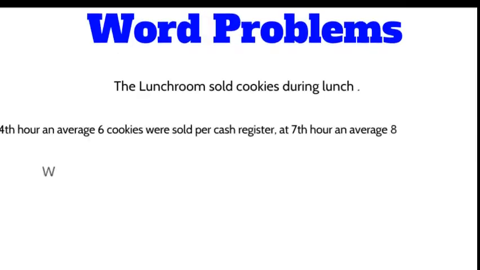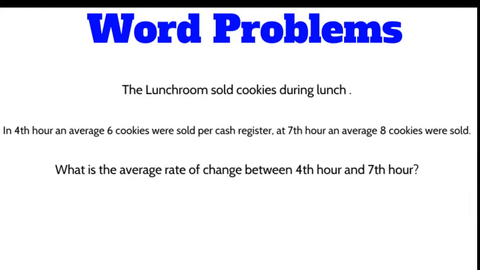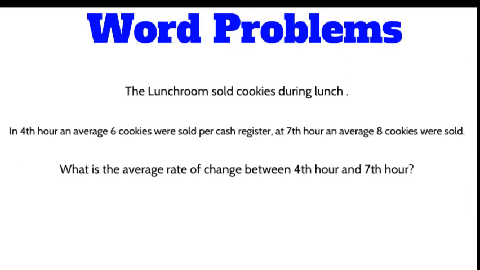Problems. The lunchroom sold cookies during lunch. In 4th hour, an average of 6 cookies were sold per cash register. At 7th hour, an average of 8 cookies were sold. What is the average rate of change between 4th hour and 7th?